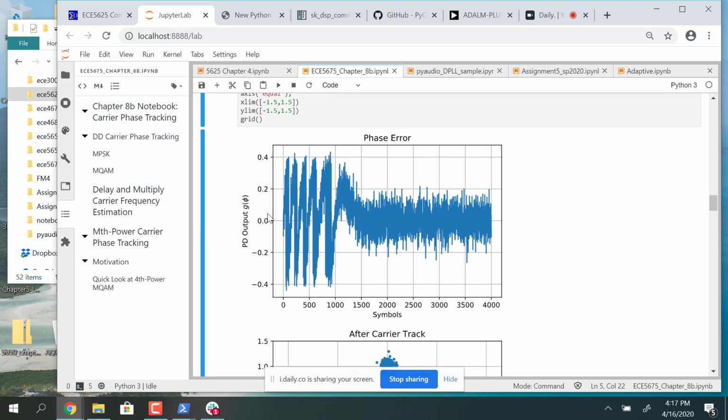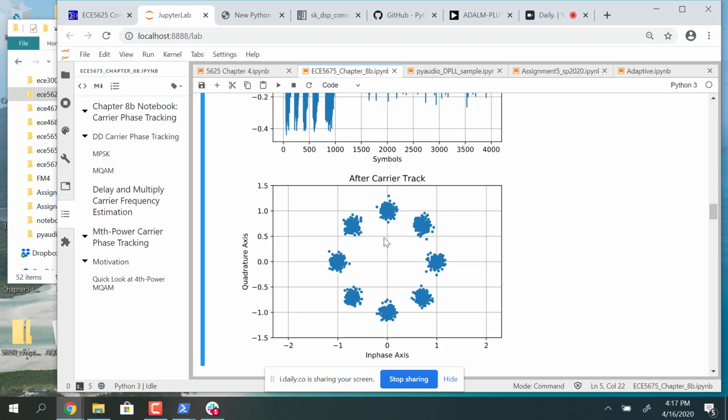The loop pulls in with the noise. In this case, it's too far away to pull in naturally. It has to slip some cycles, and that's what it's doing. And then it locks up, stops the waveform from spinning due to the frequency error, and then we can make decisions on these 8 phase states.